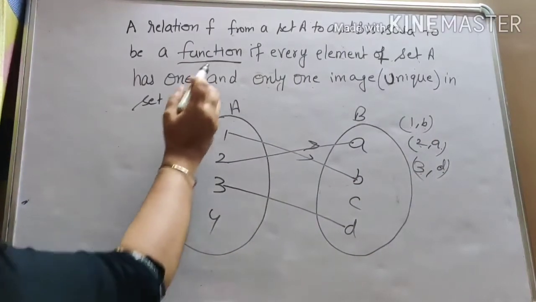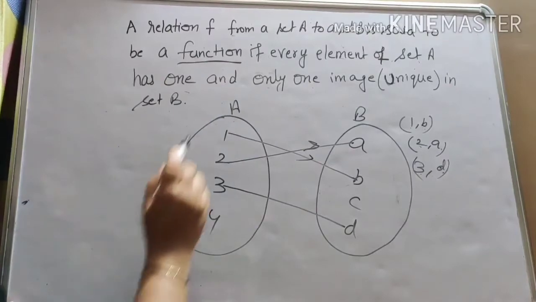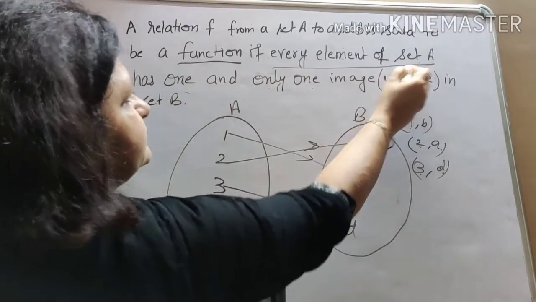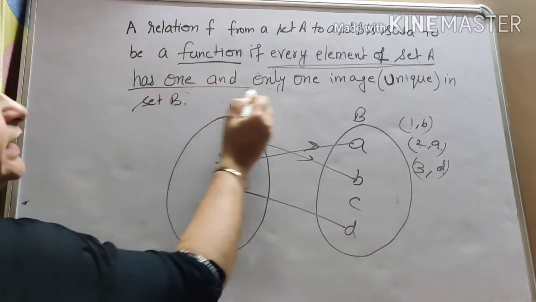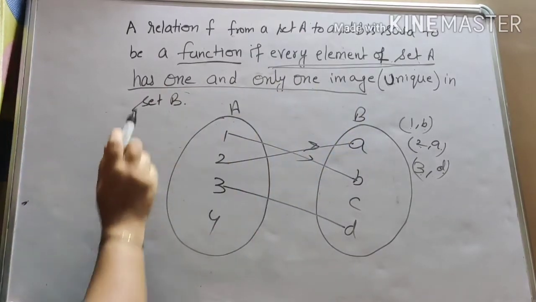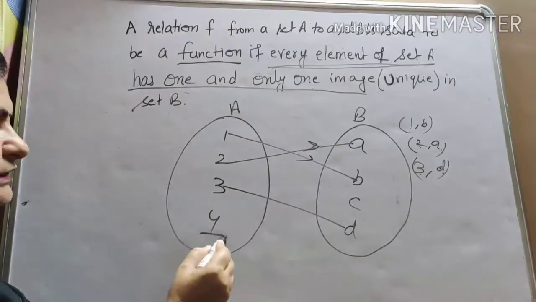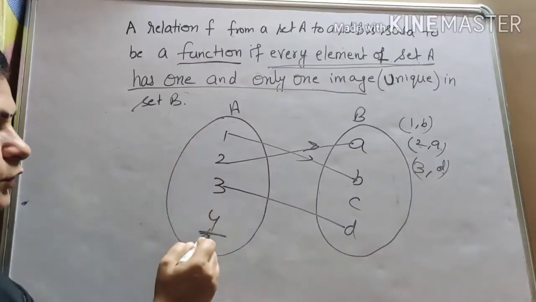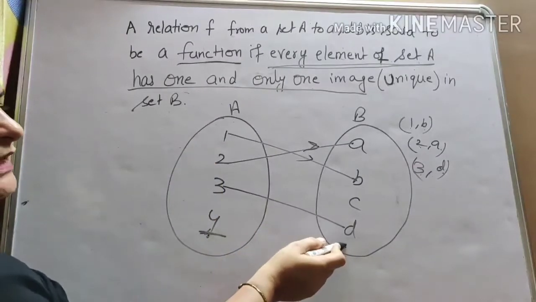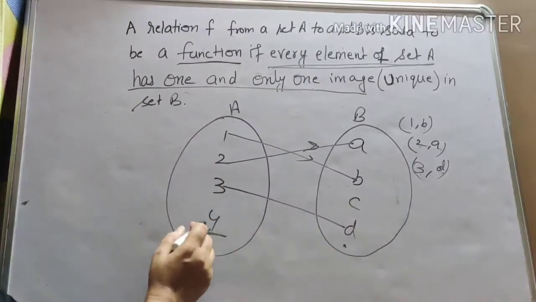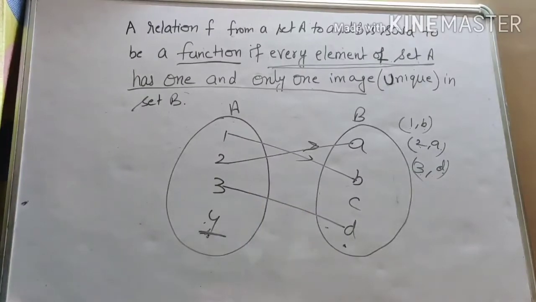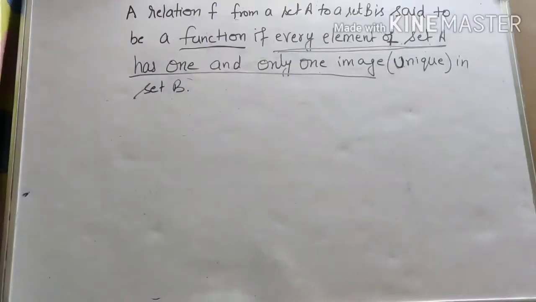Why? Because according to the definition of a function, every element of set A has one and only one image in set B. But here element 4 doesn't have any image in B. Therefore, this relation is not a function. One more example.